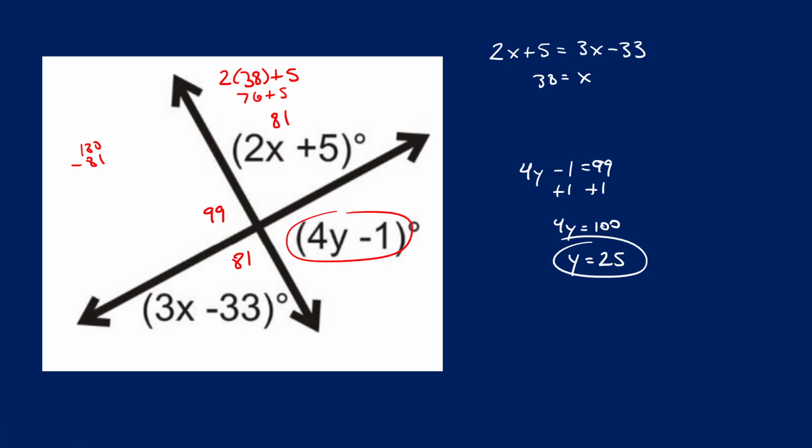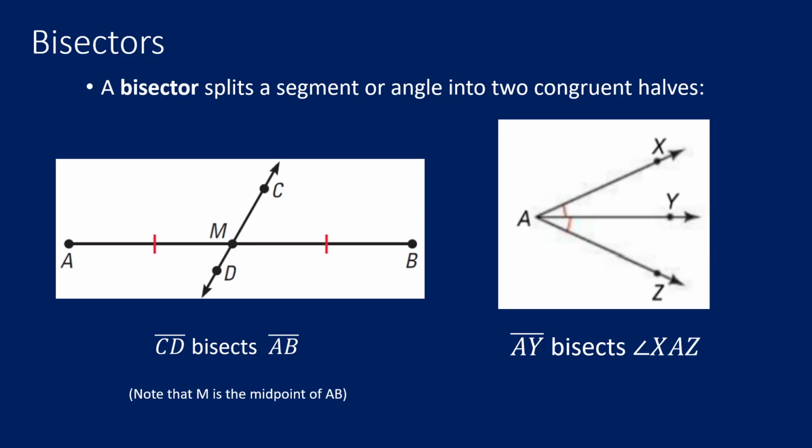Next to each other, 180, across from each other, congruent. Last concept for today is what it means to bisect something. A bisector splits a segment or an angle into two congruent halves, pieces, whatever you want to call them.